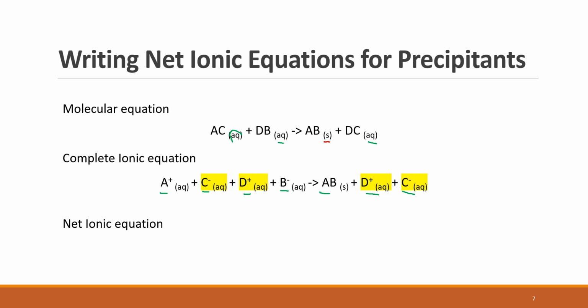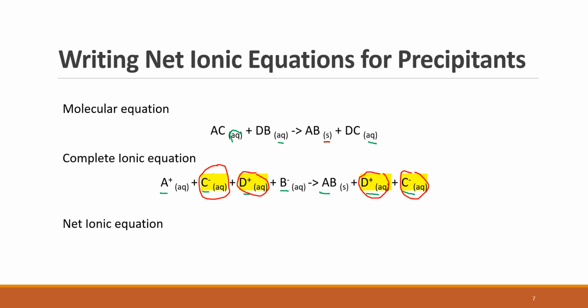Now to write the net ionic equation, what you need to do is look at the reactant and product side and see what ions are in common. And those ions that are in common are actually highlighted. So you can see the C minus compound on the reactant side is also present on the product side in exactly the same form. So that's why it's highlighted. D plus, same thing. It's present on both sides of that arrow in the same exact form.